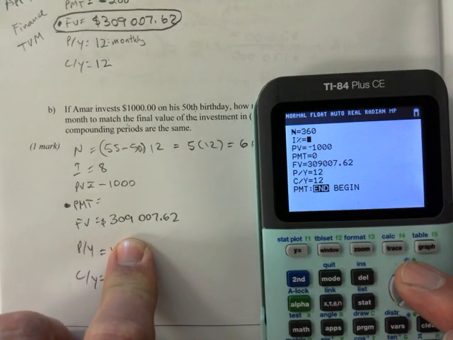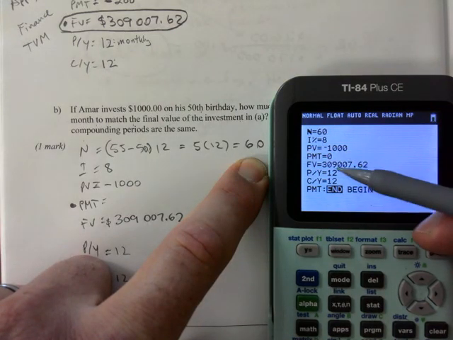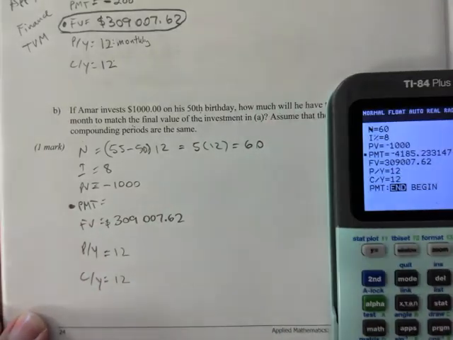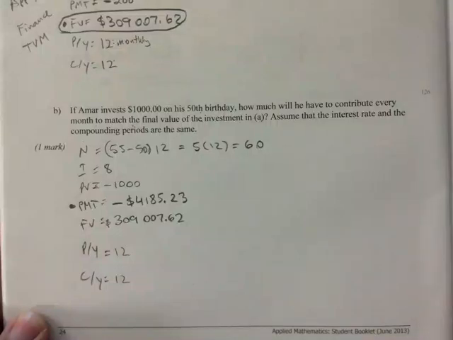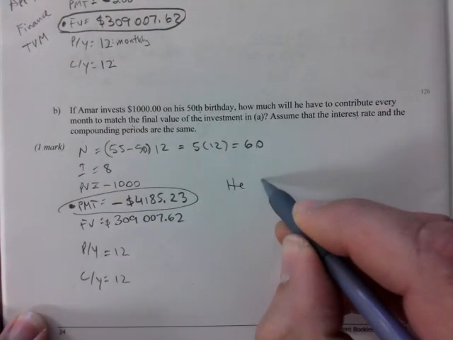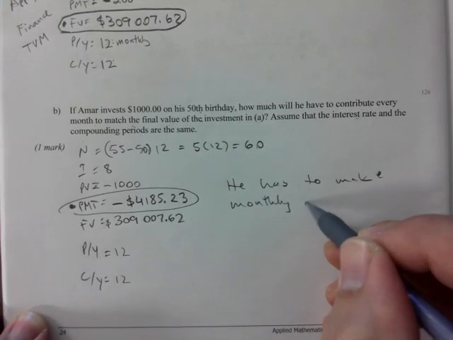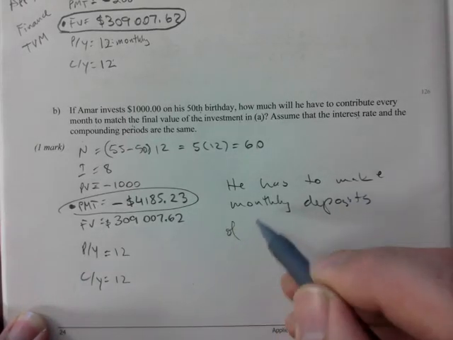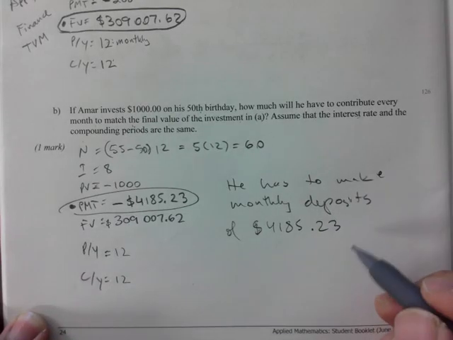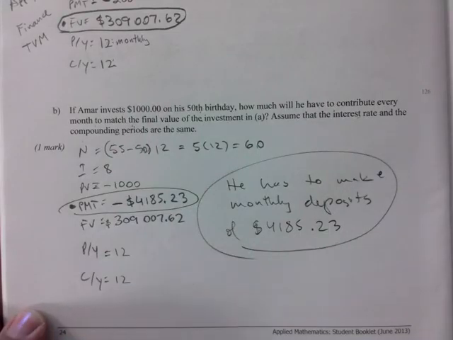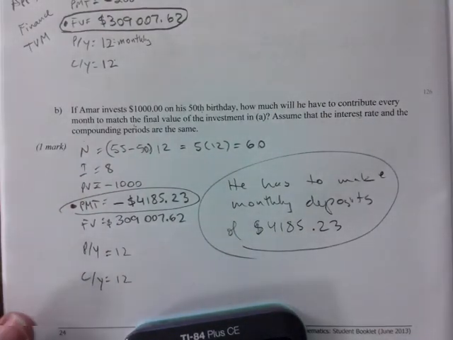I will find my payment. Everything else, just make sure you change that. So I change that to 60. I keep everything else the same. So I'm going to figure out my payment. Alpha, enter. Here it is. It's negative 4185.23. So he has to make monthly deposits of 4185.23. So that's how much more he has to put in, or not how much more, but what the payment has to be to meet that same end goal.